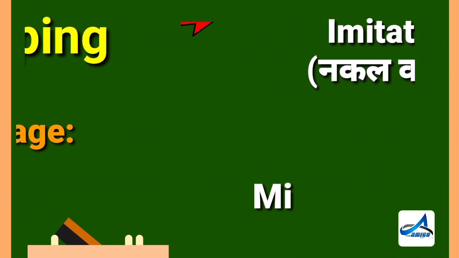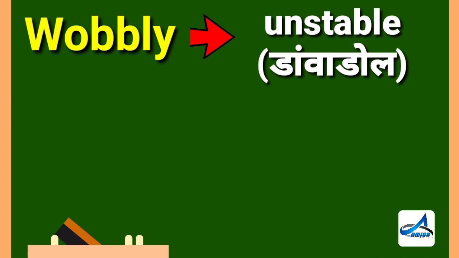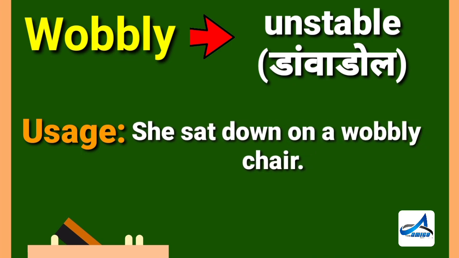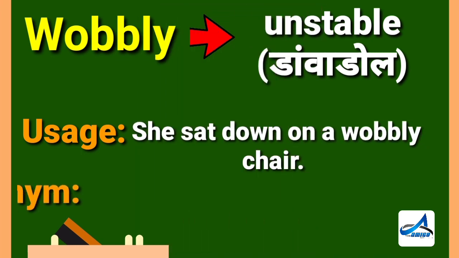Look at our next word, wobbly. Wobbly means unstable. Its Hindi meaning is dawa dol. Now look at its sentence. She sat down on a wobbly chair. Its synonym is shaky.